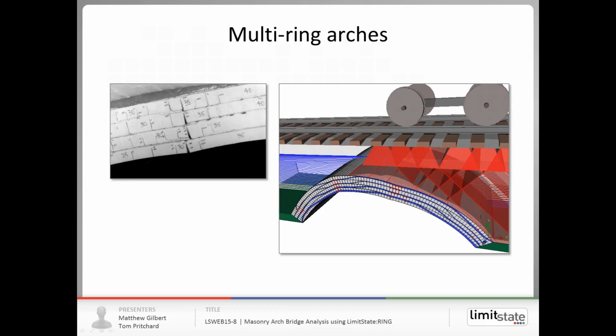Further examples. I mentioned multi-ring arches are potentially problematic because they can give rise to different modes of response. And one of the things that Ring was designed to do from its inception was to model these scenarios, so you can see the output from analysis in the screen view on the right, and you can see that we've got hinges in each individual ring in that particular case.